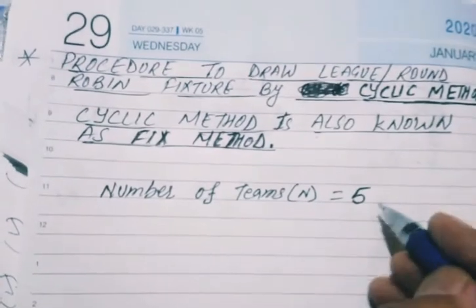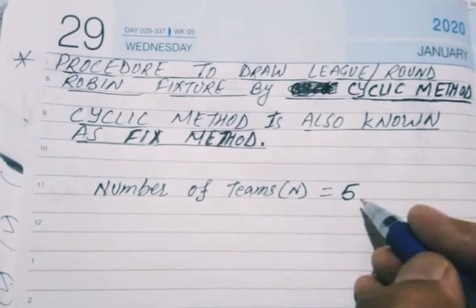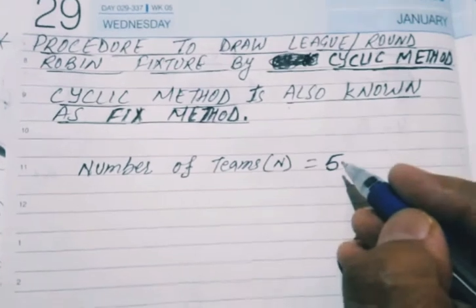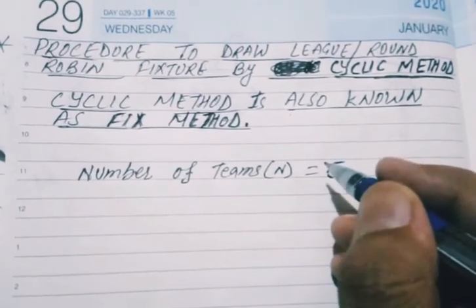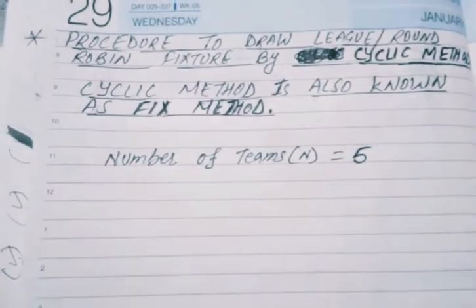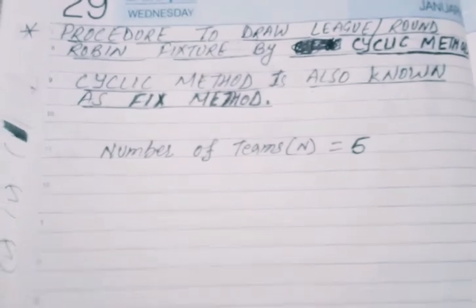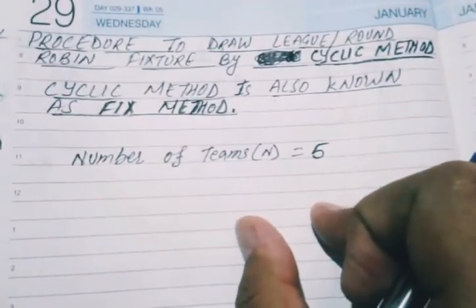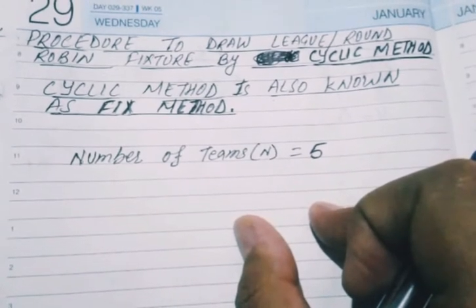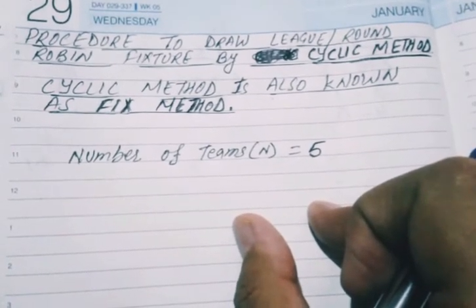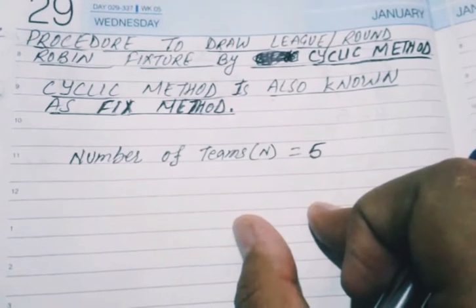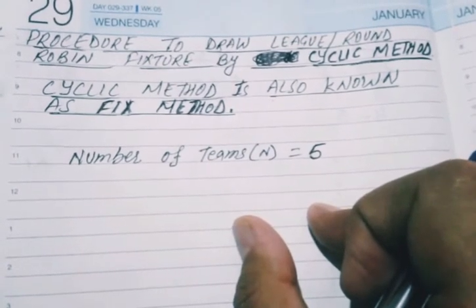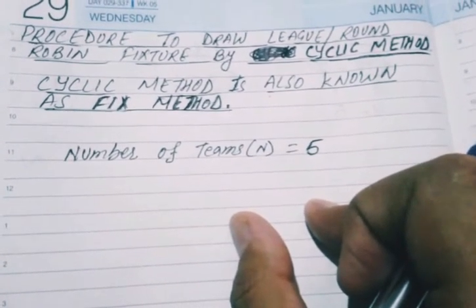Good morning students. Today we will move ahead and continue with our new method to draw fixture, that is cyclic method, or sometimes we call it the fixed method. Right. Let the number of teams be 5. That is given, and you are asked to draw the fixture of these 5 teams by the cyclic or fixed method only.